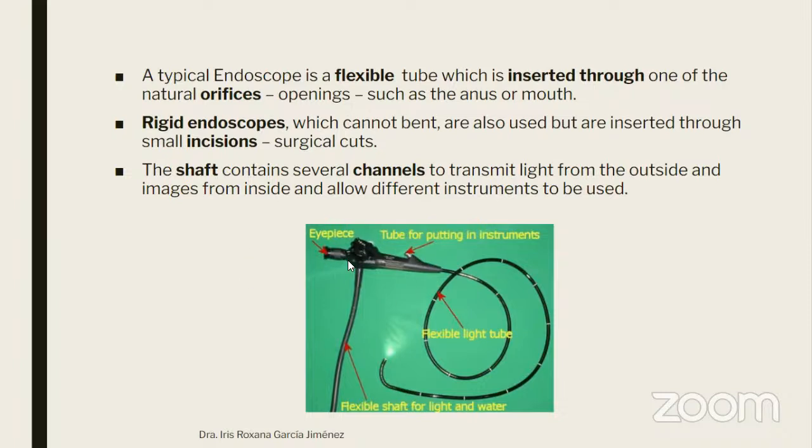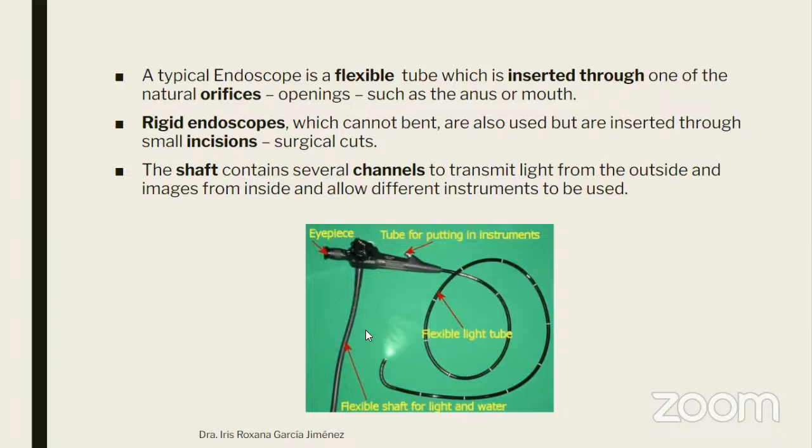This is the shaft. This piece contains several channels to transmit light from the outside and images from inside and allow different instruments to be used. It has lots of entries, right? The parts of a basic endoscope are the eyepiece, tube for putting the instruments. From this place we introduce different instruments, for example, the material for taking biopsy. Then we got the flexible tube, of course, and then the flexible shaft for light and water.